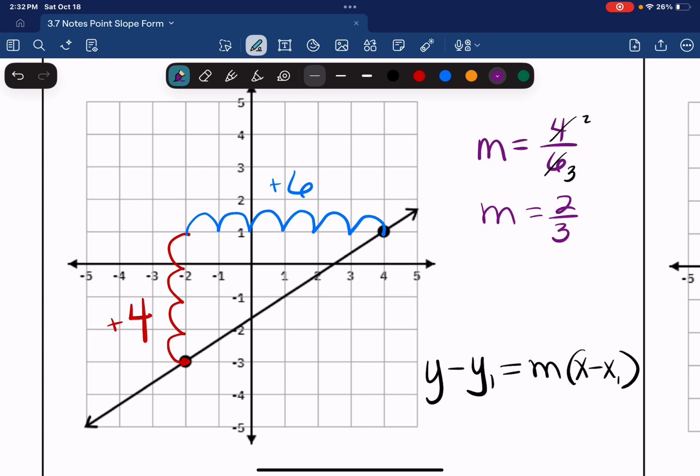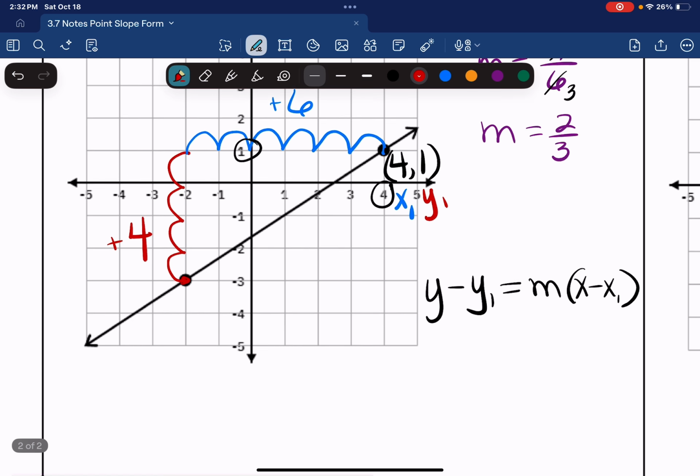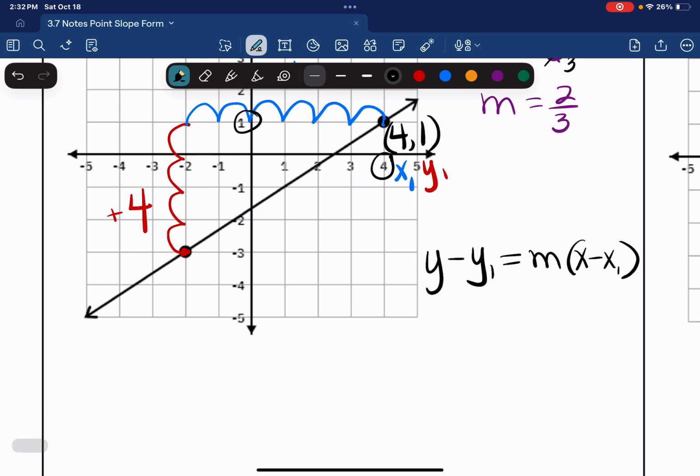So let's go ahead and label our point over here on the right. It has an x value of positive 4 and a y value of positive 1, so this is 4, 1. And of course, I want to label this x1 and y1. So let's sub in these values. We have y minus y1, which should equal our slope, which we decided was positive 2/3, times x minus our x1 value, which was a 4. And there's our equation in point slope form.